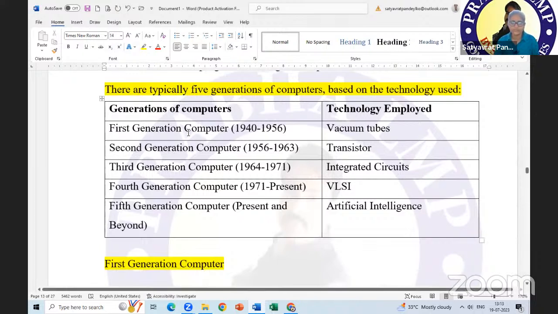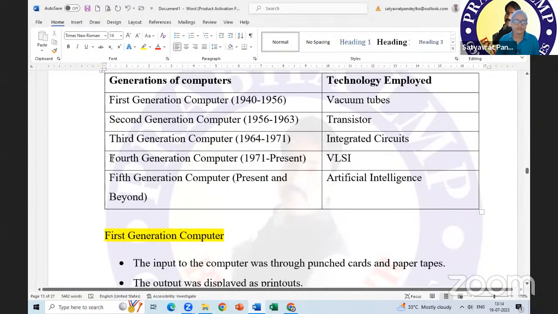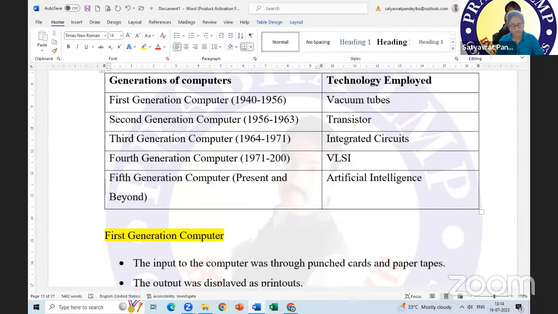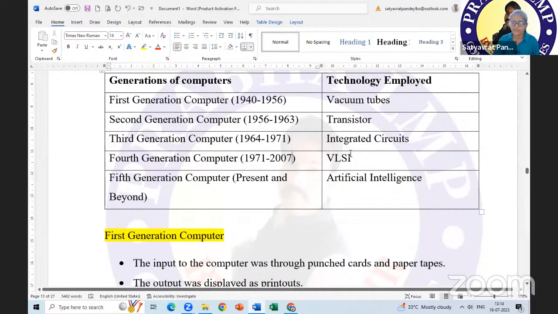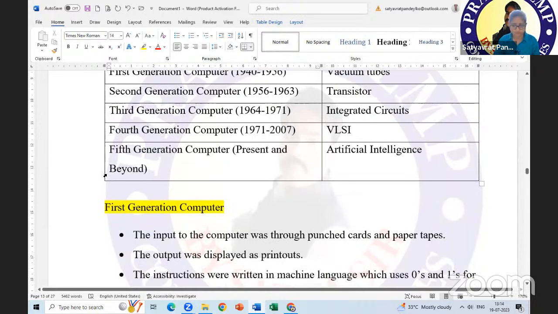So these are: first generation computers, 1940 to 1956, they use vacuum tubes. Second generation computers, 1956 to 1963, they use transistors. Third generation computers, 1964 to 1971, they use integrated circuits. Fourth generation computers, 1971 to 2007, they use VLSI, very large scale integrated circuits. And fifth is the fifth generation computer, the present ones. They are using artificial intelligence.